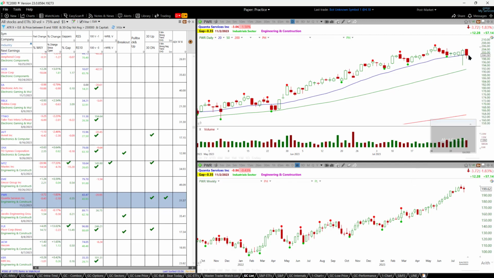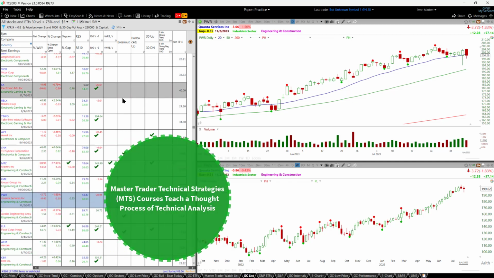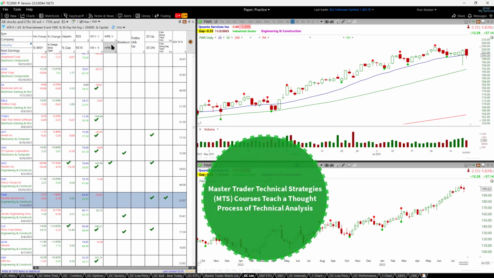Maybe that bar would be negated because the markets were down on this day. Maybe it was down that way and it might recover. So that's my thinking there. And it's resting on the rising 20 MA. Let's look for some other ideas.